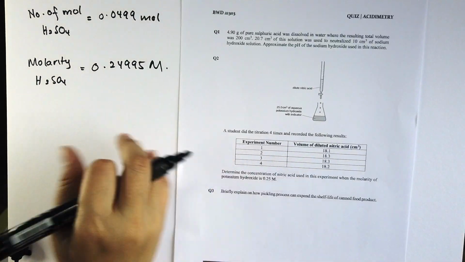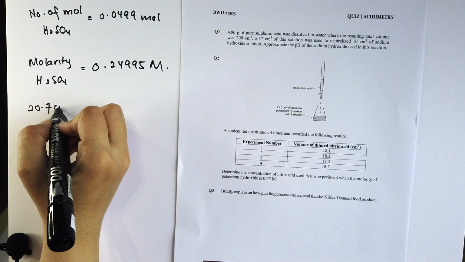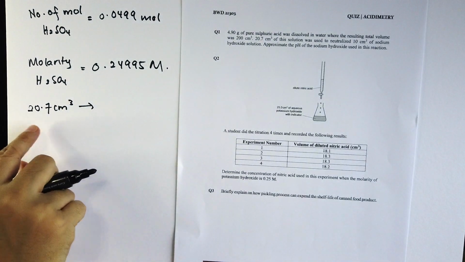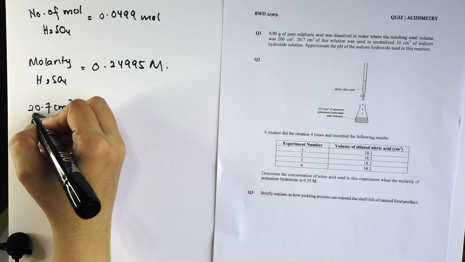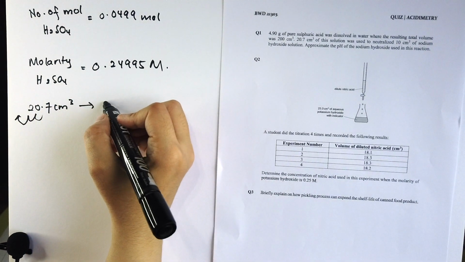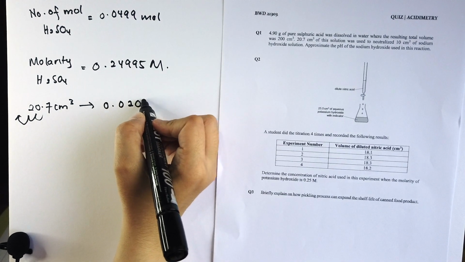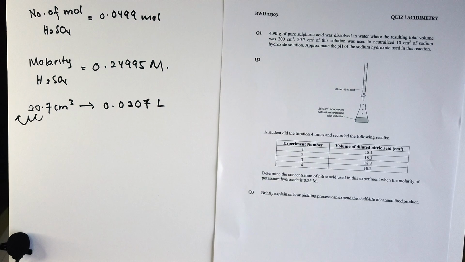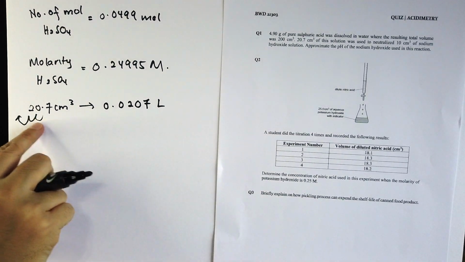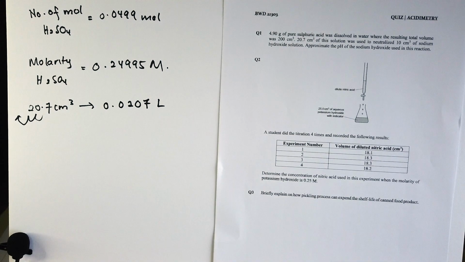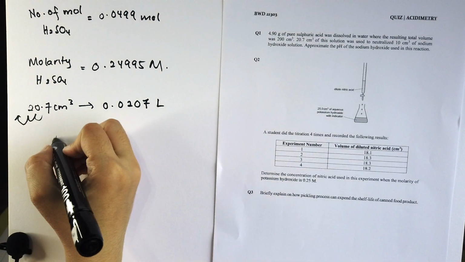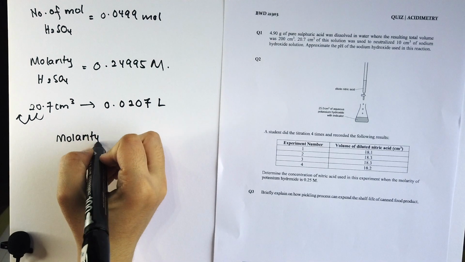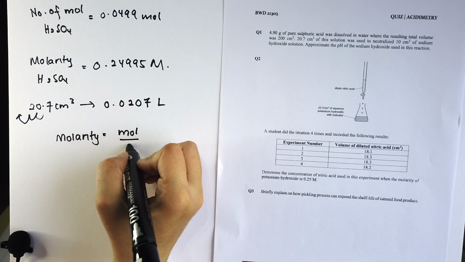So, only 20.7 centimeter cube. Okay, same drill. 20.7 centimeter cube. You need to convert it to liter. So you should get 0.0207 liter. So from here, because since you only use this much, you need to calculate back how much mole of this H2SO4 is being used inside this reaction. So molarity is equivalent to mole over liter.